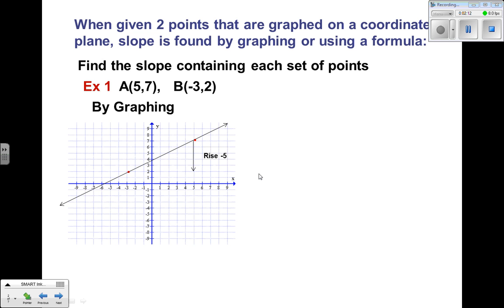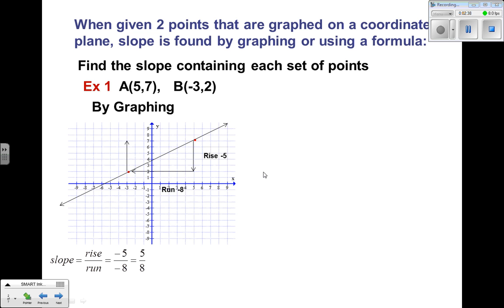We're then going to count from the end of that arrow to the next point, and because it's going in the left direction, it'll have a run of -8 because it's 8 squares. If I calculate my slope using rise over run, I have -5 over -8, and that reduces to 5 over 8 because 2 negatives make a positive.